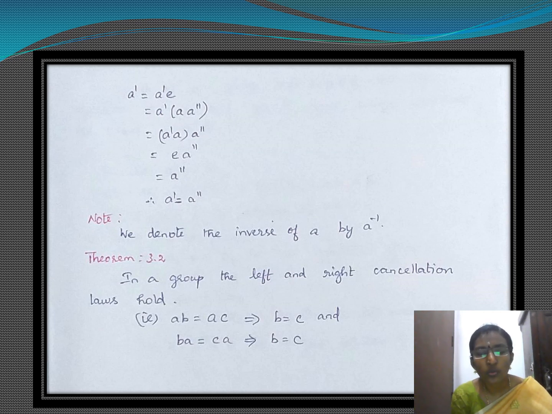Let me move on to the next property, theorem 3.2. In a group, the left and right cancellation laws hold. The laws are AB equals AC implies B equals C, and BA equals CA implies B equals C. That is, we are cancelling the leftmost elements or the rightmost elements.